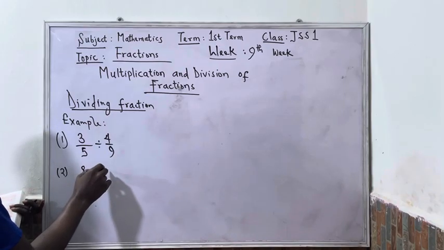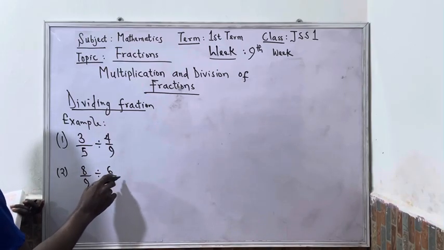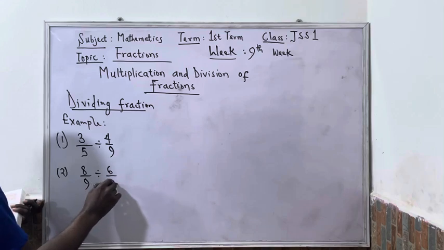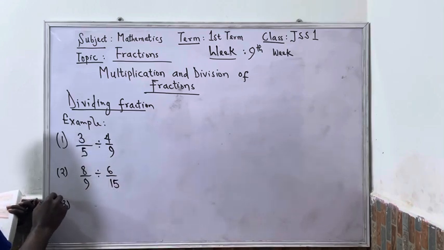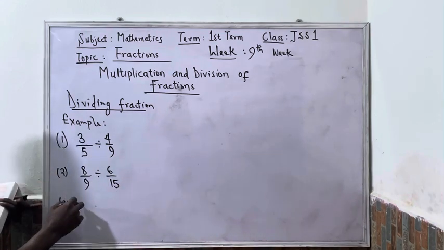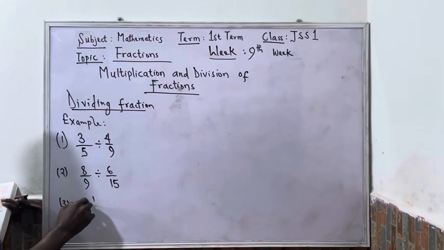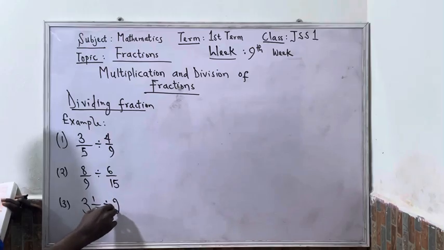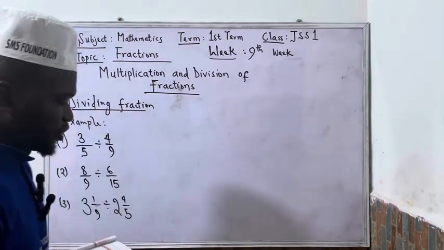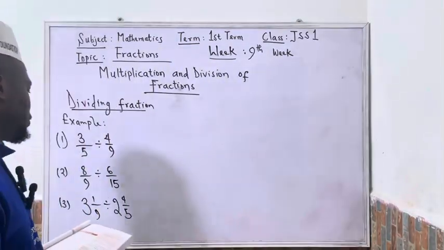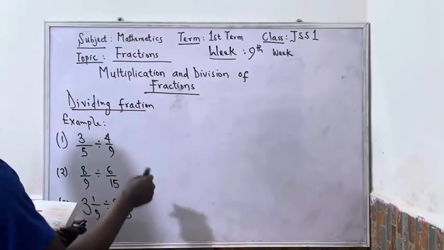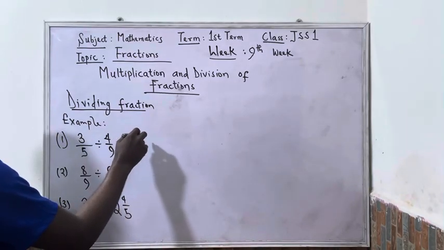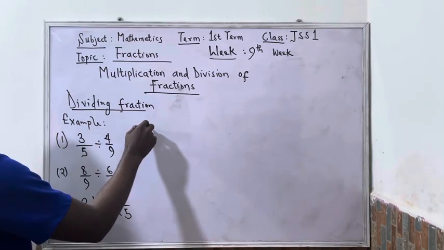8 over 9 divided by 6 over 15. So let me put a mixed fraction so that you can see this directly. I don't want to waste time with the division. If you know multiplication, then you should know division as well. If you know multiplication, you will definitely know division. So it's very, very easy. Let me add one more question so you can also have something to do.